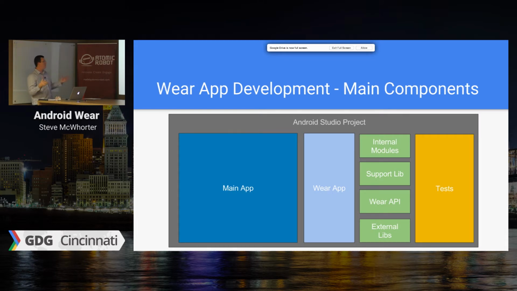So here are some of the main components. If you think of it from an Android Studio project standpoint, you're going to have your main app, you're going to have your Wear app, you're going to have your tests, and then your third-party libraries. So when you have your Android Studio project, you have your different flavors for your main app. Wear becomes another app bundled in the project.